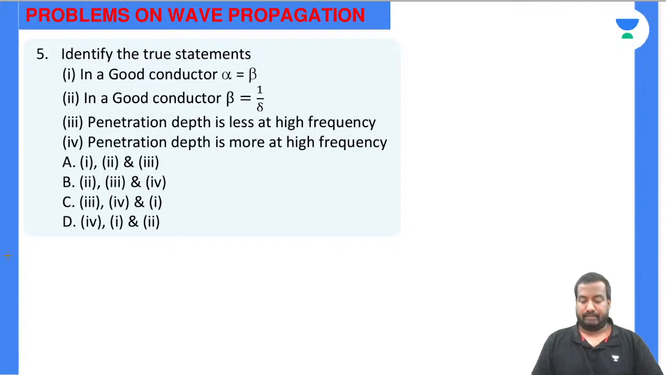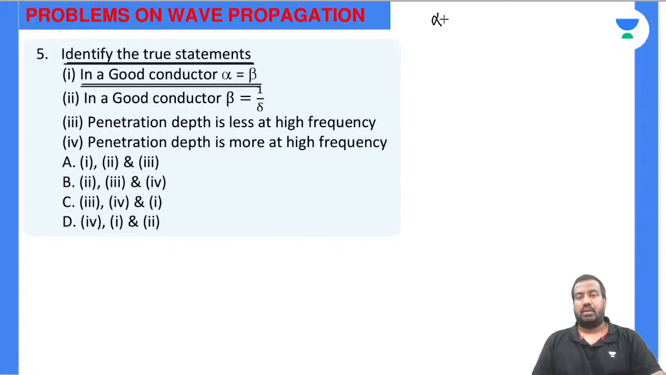Identify the true statements in a good conductor. Alpha is equal to beta. Yes, true. We know that for a good conductor, alpha is always equal to beta. Statement 1 is true.